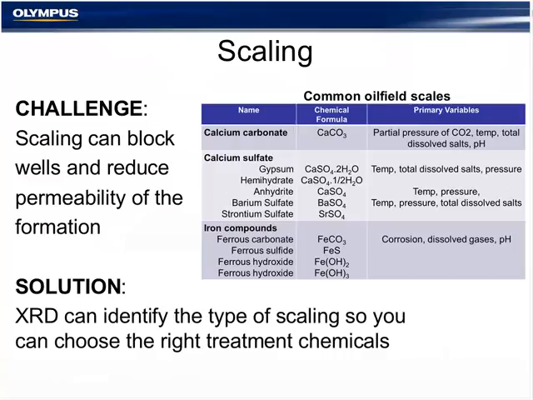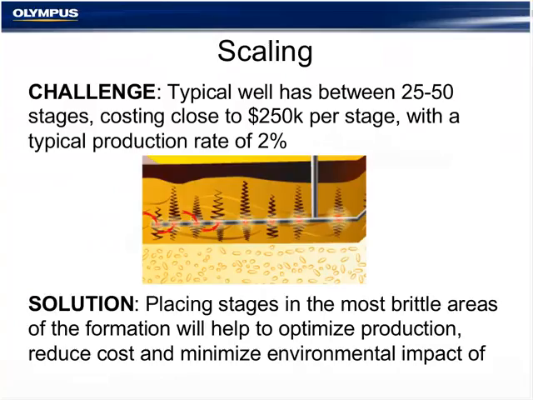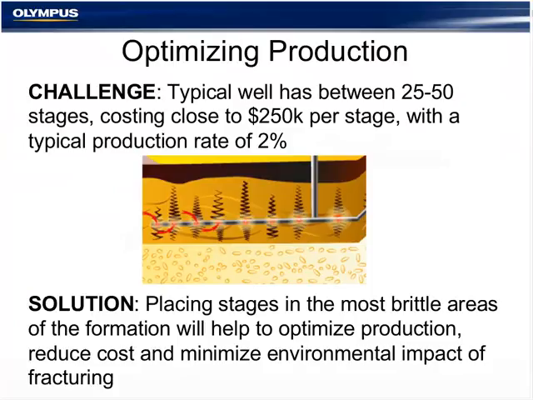All right. The typical well in North America has between 25 to 50 fracturing stages or more, costing close to $250,000 per stage, with a typical production rate of only about 2% from these wells. That is a lot of money. What if we could reduce the amount of stages and increase the production from those placements? Placing stages in the most brittle areas of the formation will optimize production from those placements and provides an enormous reduction in cost, increases your production rate, and minimizes the environmental impact of fracturing.